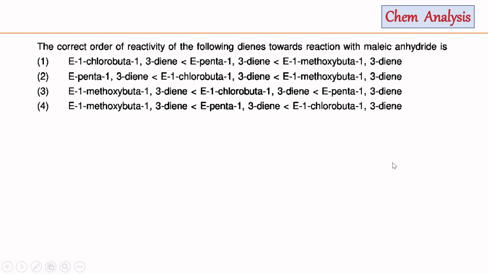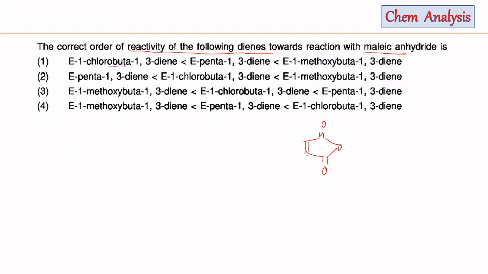The first question: you have to tell about the correct reactivity order for the following dienes with this dienophile, that is maleic anhydride. This is a simple Diels-Alder type reaction, that is a 4+2 cycloaddition.